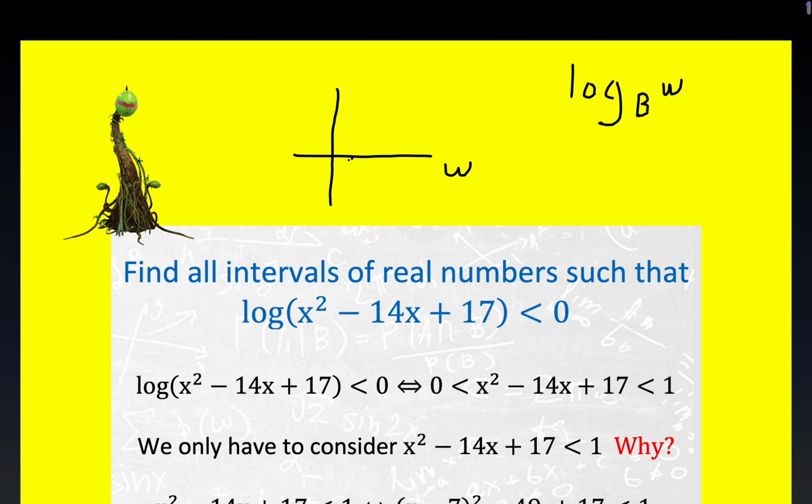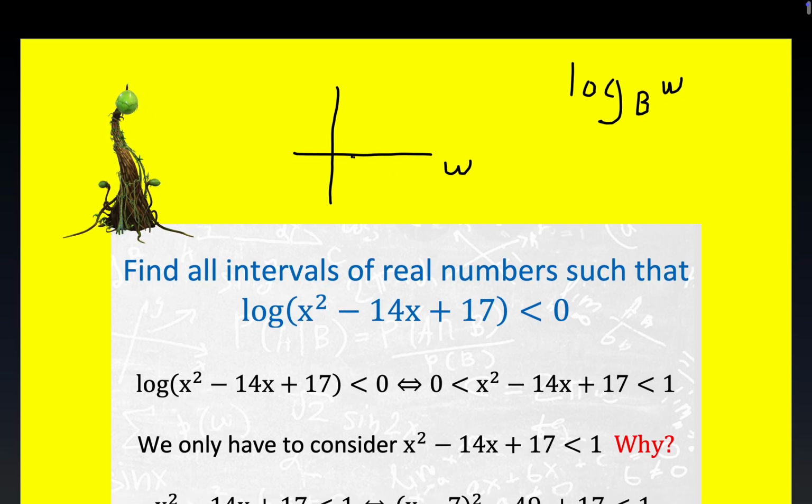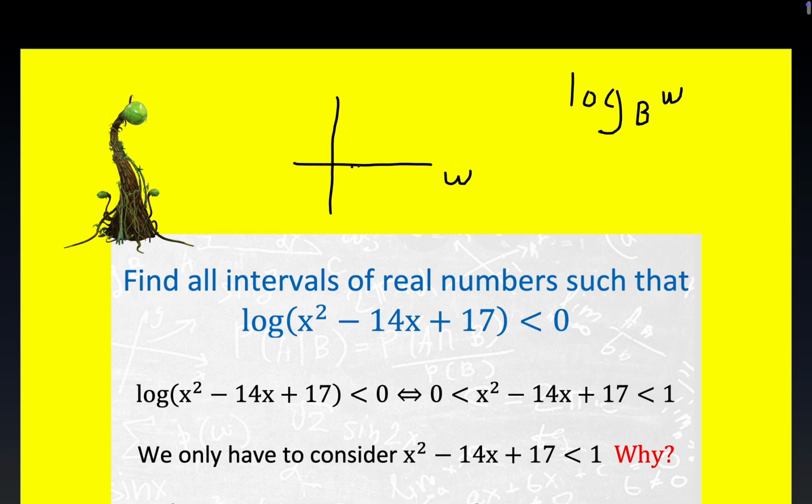Now any logarithm function that has a base greater than 1 is going to pass through the point (1, 0). That's because anything raised to the 0 power is 1. A logarithm returns an exponent, and it goes to this point basically because b to the 0 is equal to 1.